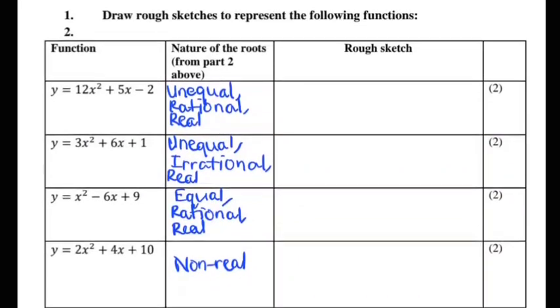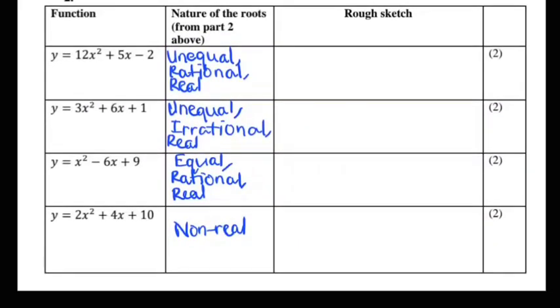So here's all of that information filled in. And remember, first equation, unequal, rational, real. Second equation, unequal, irrational, real. Third equation, equal, rational, real. And the last equation was non-real.